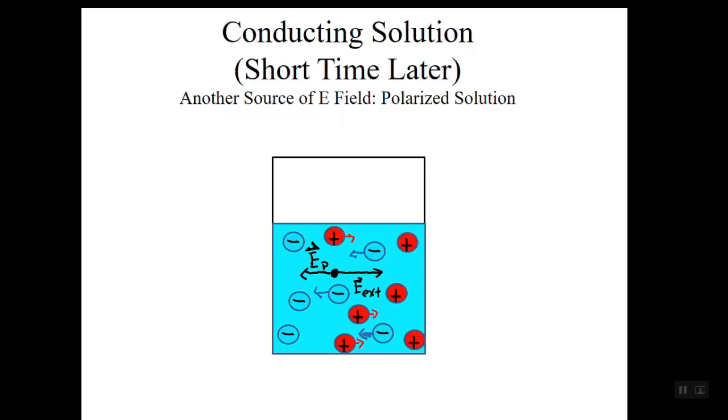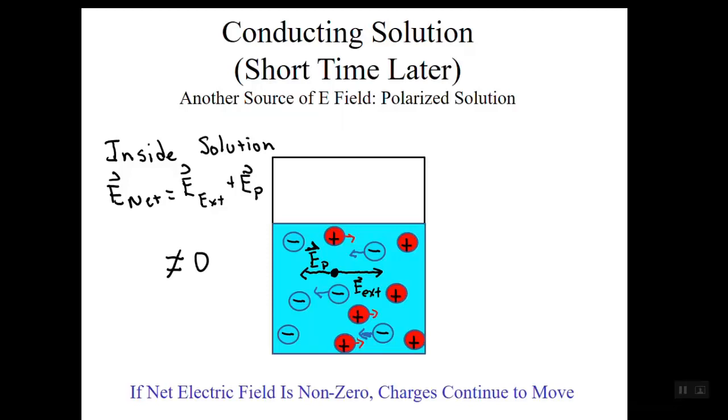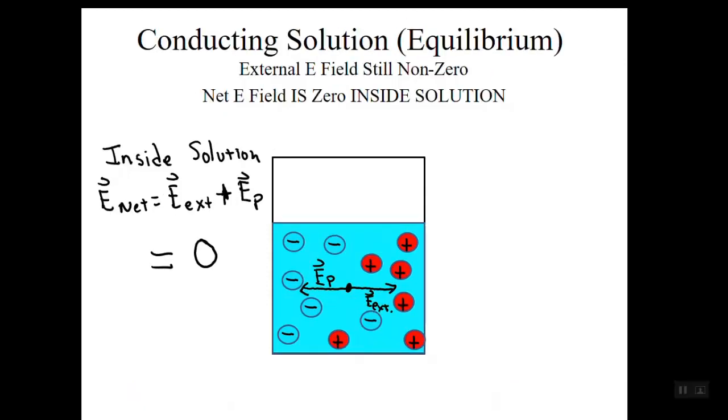The net field inside the solution is the vector sum of the external field and the polarization field. As long as this net field is non-zero inside the solution, charges will continue to move in response to the net electric field, until eventually the solution is sufficiently polarized such that the net E field inside is 0. Let me emphasize, the external field has not changed. It is the same as it was right after we turned it on.